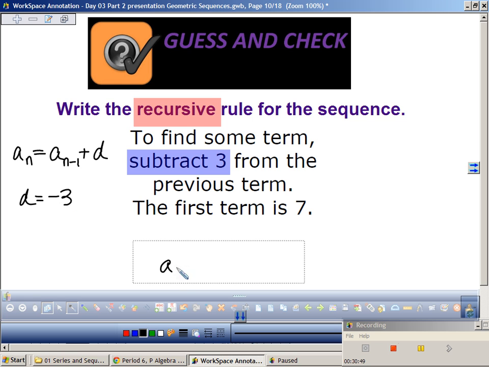So a sub n equals a sub n minus 1 minus 3. Well, what about this? The first term is 7. How come I don't need that? Because it uses the previous term, not the first term, in recursive. Recursive just has one piece of information in there, okay?